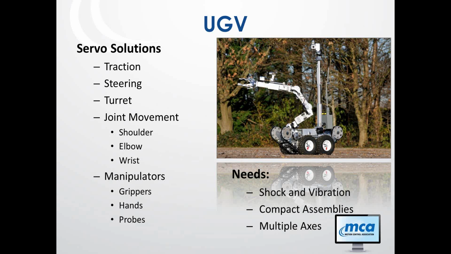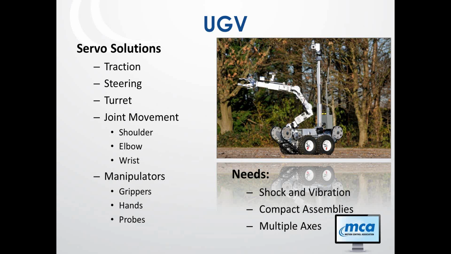You may have a base platform that is your traction, and you have a turret on top of that. And on top of that turret, you can put all types of different manipulators, and that is joints that could be a shoulder, elbow, wrist. It may not be all of those. It may only be an elbow and a wrist. You may have 2 arms on a bot. And then at the end of the arms, you have manipulators, whether that be grippers or hands, or different sensors or probes. The big needs here are the shock and vibration that the UGV sees, and very compact assemblies.